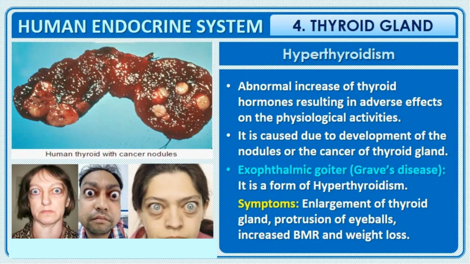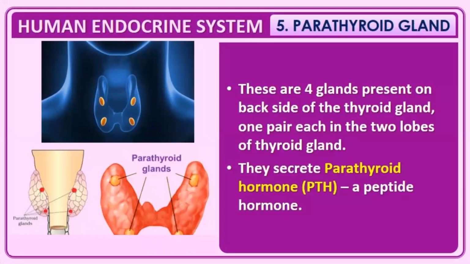Hyperthyroidism is an abnormal increase of thyroid hormones that results in adverse effects on the physiological activities. It is caused due to development of nodules or cancer of the thyroid gland. Graves' disease is caused by hyperthyroidism. Symptoms of Graves' disease are enlargement of the thyroid gland, protrusion of eyeballs, increased basal metabolic rate, and weight loss.